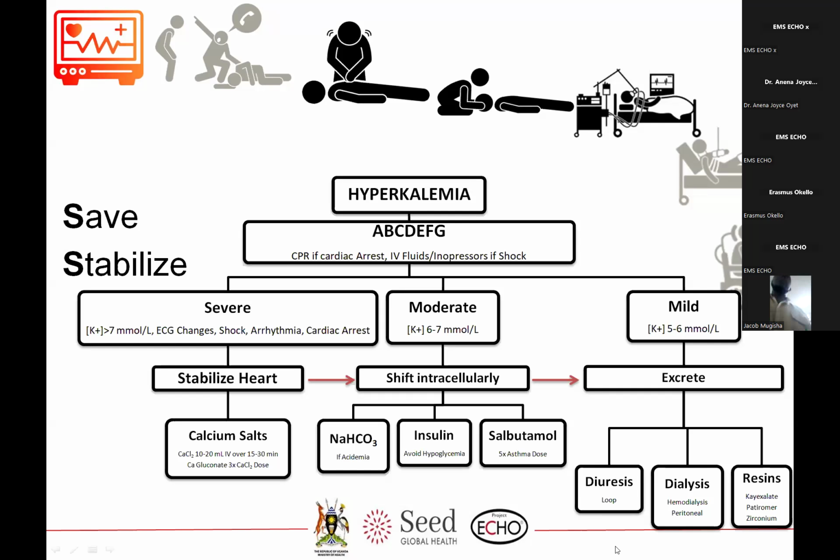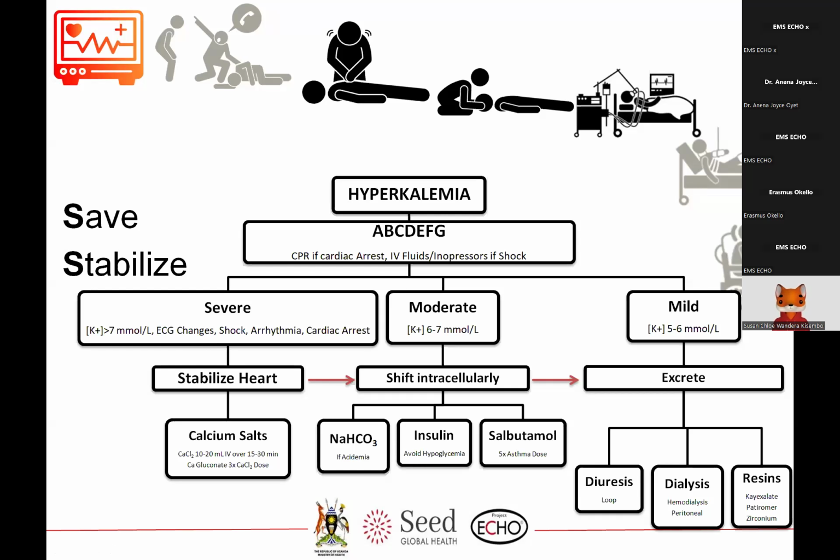Resins, like Kawempe, can be given. However, in acute settings, it is really quite questionable what their role is. I would probably not waste time trying to administer them, because you give a very large dose per day of this medication, and the drop in potassium is quite minimal. I'm talking about 0.3 millimoles per liter drop of potassium per dose, and it's just dirty. So I would probably avoid resins in the acute period.